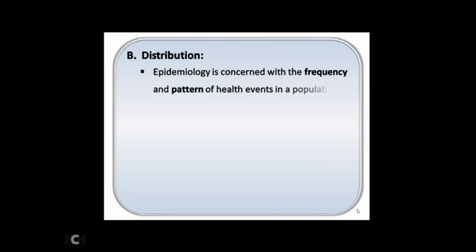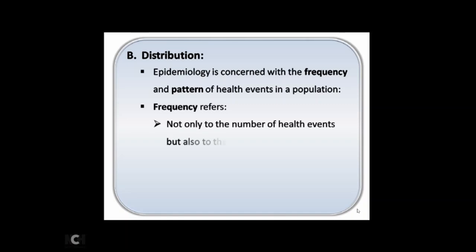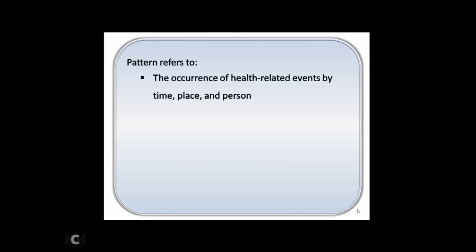The second term is distribution. Epidemiology is concerned with the frequency and patterns of health events in a population. Frequency refers not only to the number of health events, but also to the relationship of the number to the size of the population. Pattern refers to the occurrence of health-related events by time, place, and person.